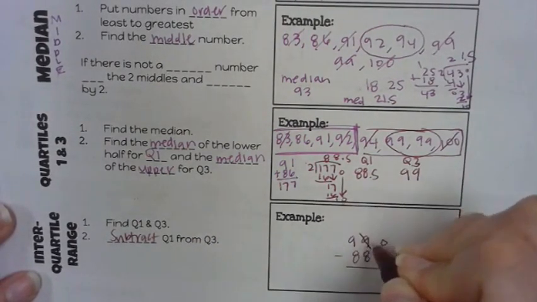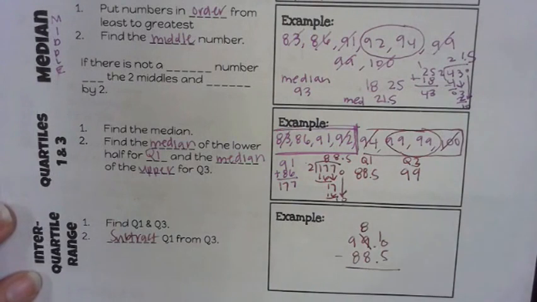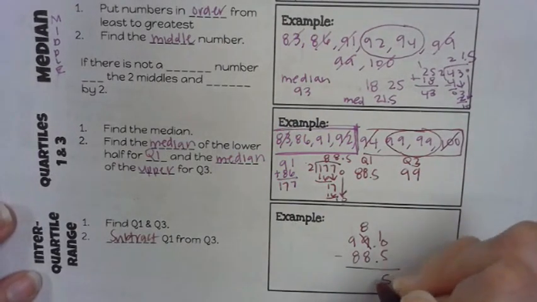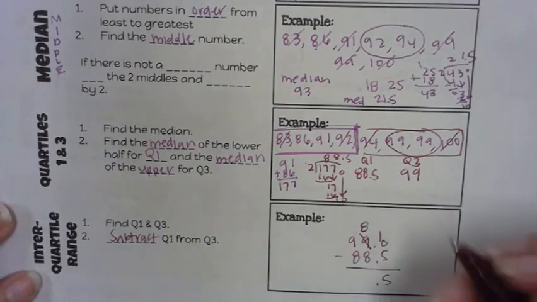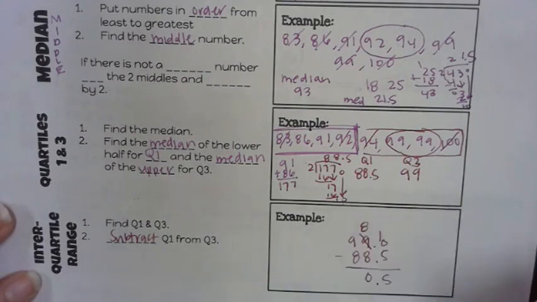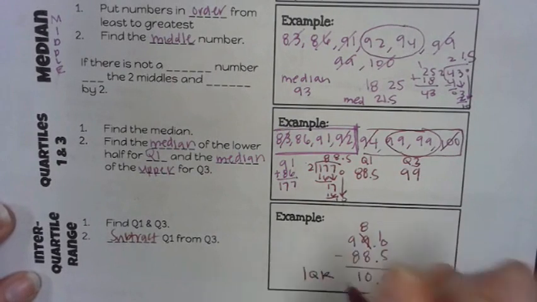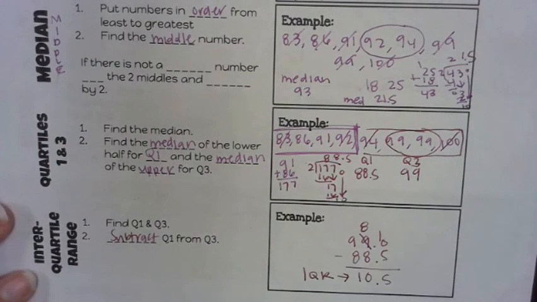So we're going to subtract. We'll make this an 8. 10 minus 5 is 5. Bring my decimal straight down. 8 minus 8 is 0, and 9 minus 8 is 1. So my interquartile range is going to be 10.5.